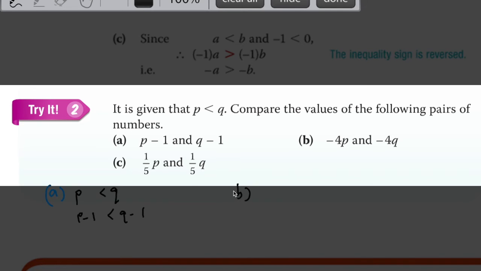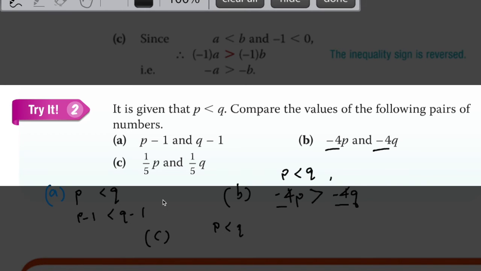For part B, negative. If P is less than Q, and now I multiply a number that is negative, so -4P, -4Q, by the property, the sign should now change. As long as you multiply a negative number, so a multiplication or division of a negative number on both sides is going to cause a change in your sign.